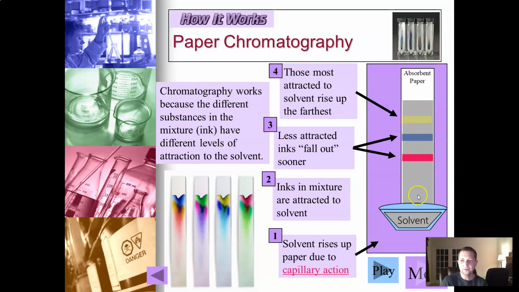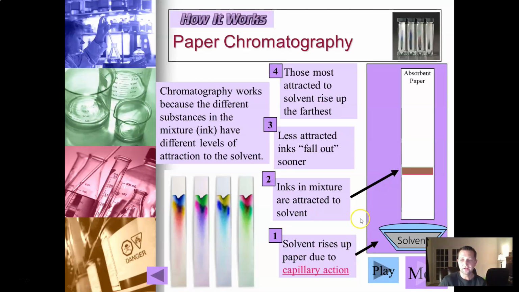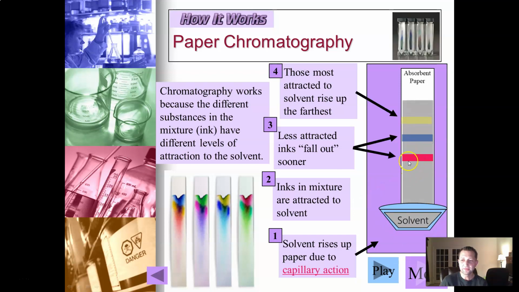So yellow, if the solvent's water, okay? Yellow would be the most polar, and red would be the least polar. All right, try to look at that one more time just so you can see it. Okay, solvent soaks up, less polar substance doesn't travel as far, more polar substances travel further because they're attracted to that solvent more through the intermolecular forces, right?